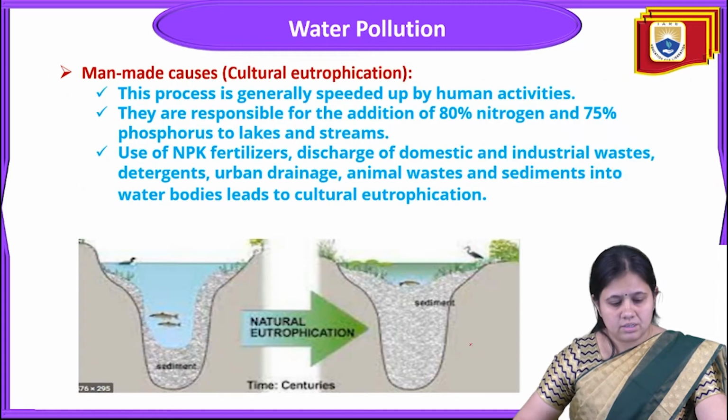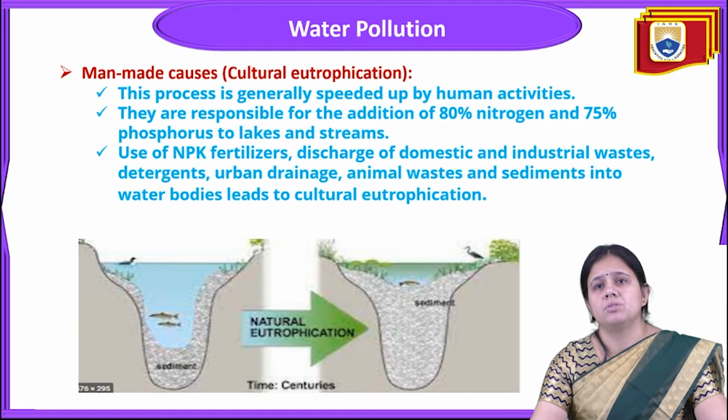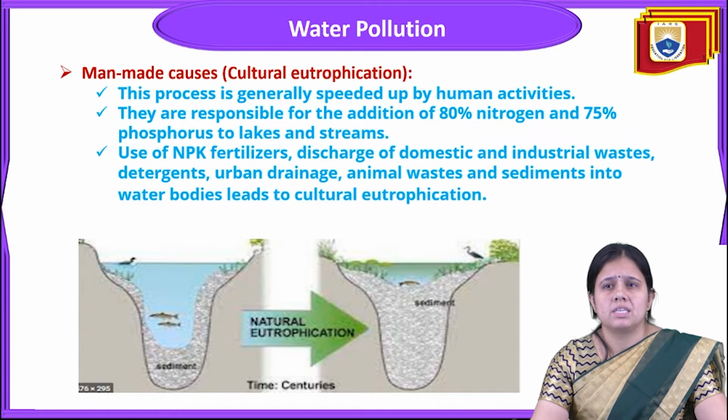Now comes the next thing, that is the man-made cause of eutrophication. Why will this happen? The reason behind this eutrophication is man-made. The process is generally speeded up by human activities. Due to human activities, eutrophication has increased, so it is called the man-made cause of eutrophication. So what will happen?